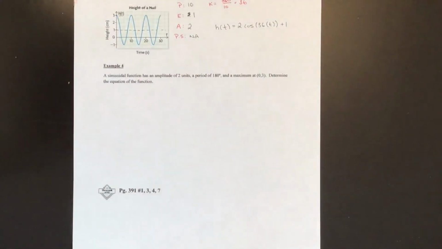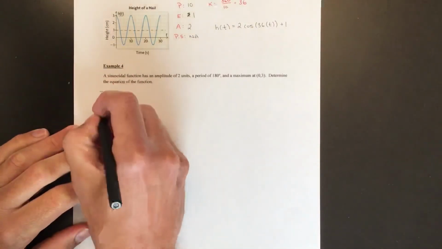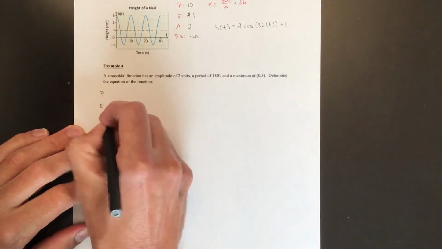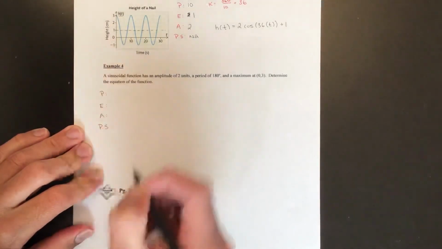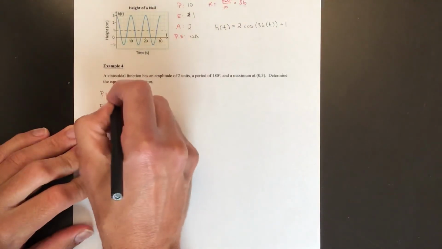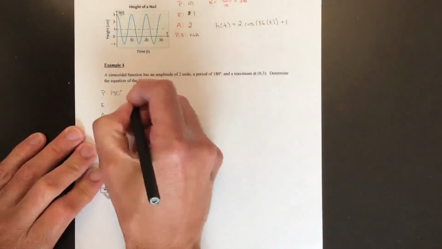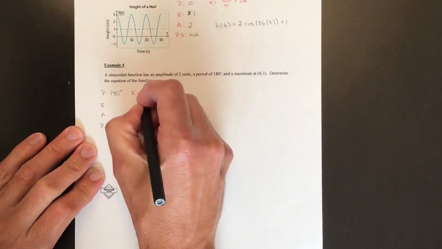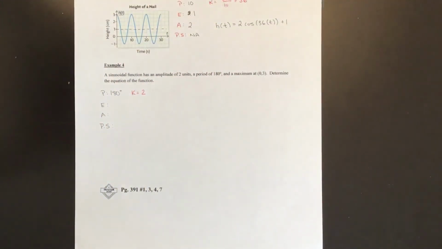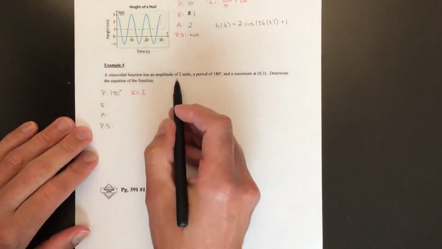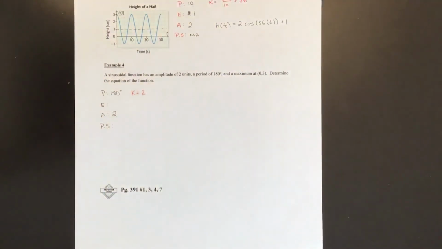Example 4, a sinusoidal function has an amplitude of 2, period of 180, and a maximum at 0,3. I want the equation. So anytime it asks for the equation, we look for our 4 things. So the period is 180, it gives us that. So if the period is 180, we know the k value, 360 divided by 180, that k is going to be 2. We know the amplitude is 2, but it doesn't give me the equation of the axis or if there's a possible phase shift.